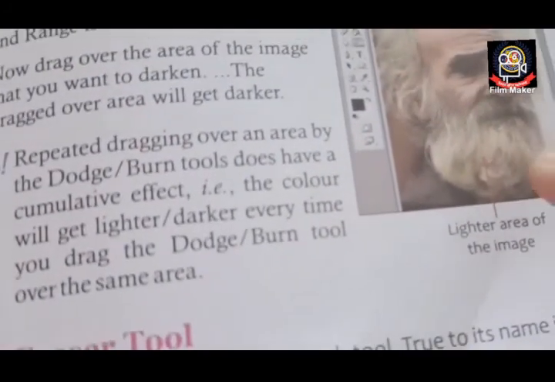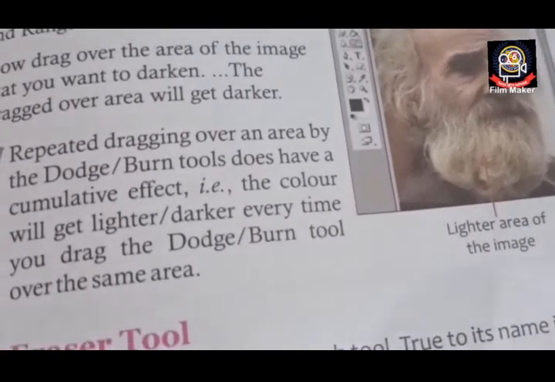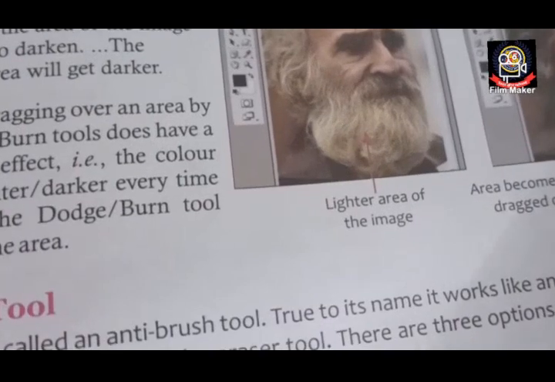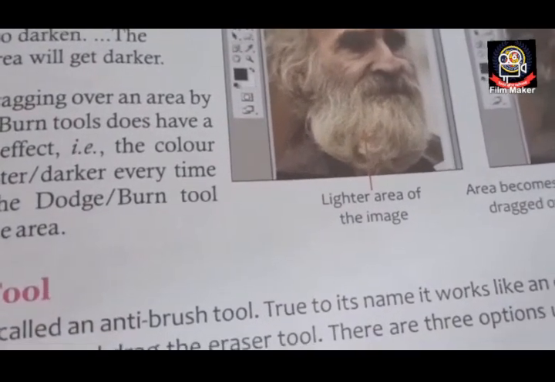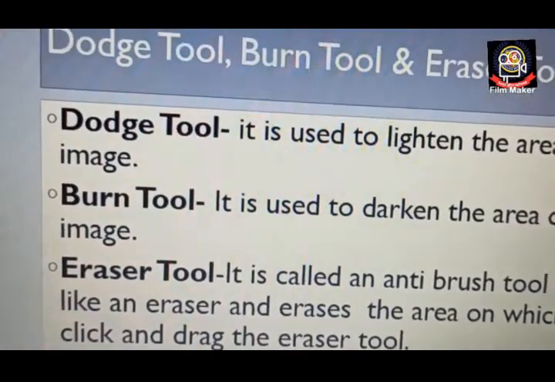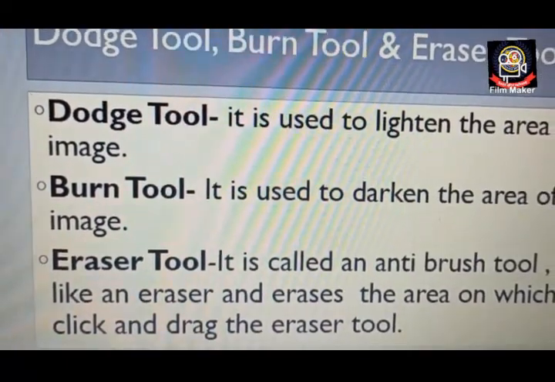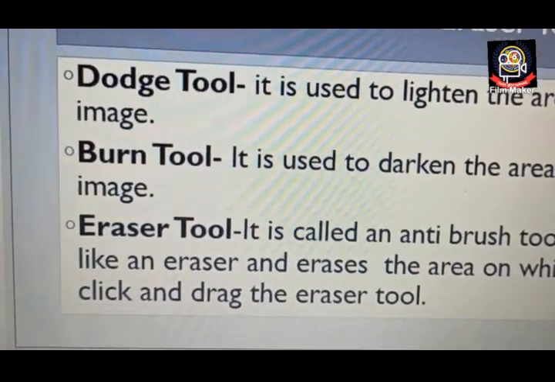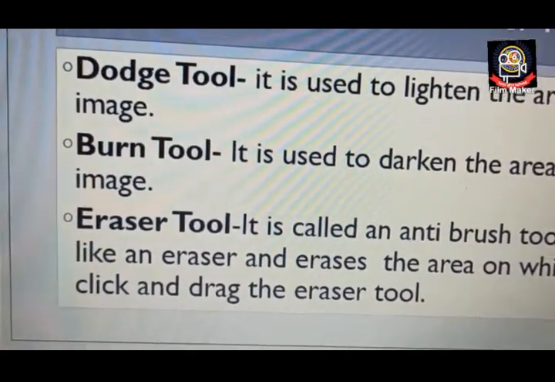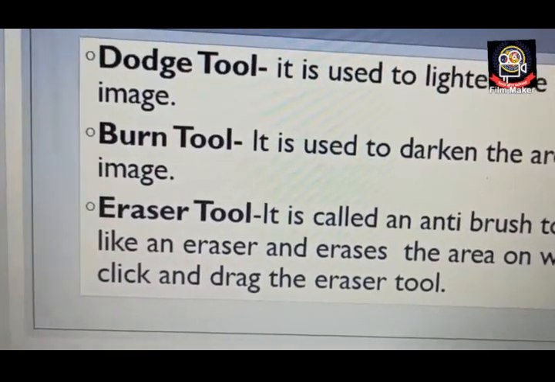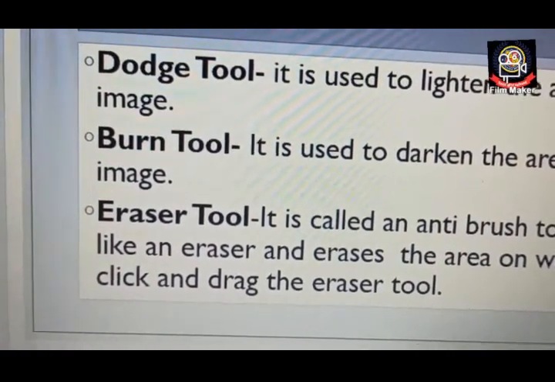As you can see that this is the lighter area of the image, as you can see here. Then after applying or using the burn tool, it gets darkened. Okay, so this is about the dodge tool and burn tool in Adobe Photoshop. Okay, and eraser tool we have already discussed, that it erases the area on which we click and drag the eraser tool.